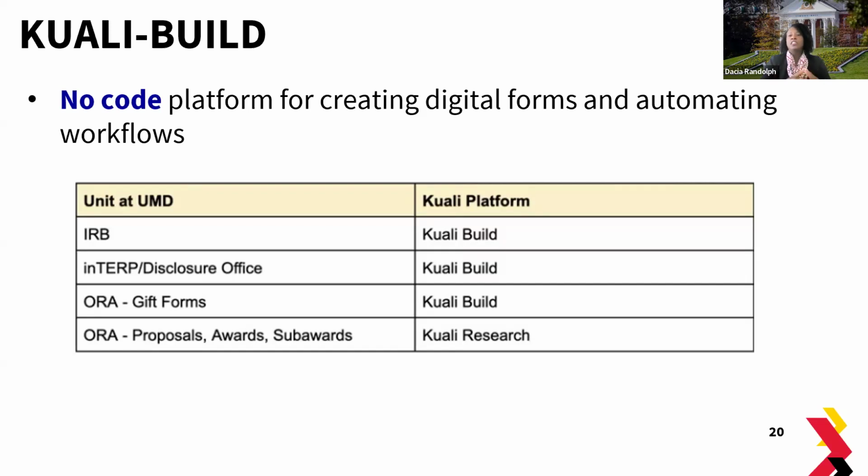So this system is currently used by the INTERP, which is UMD's Disclosure Office's integrated external relationship portal, and the Office of Research Administration, or ORA, as we know, for submitting and approving gift forms and other documents needed to determine any incentives that studies may utilize in terms of participation. Another version of this whole Kuali overarching piece is what they call Kuali Research, and that is currently being used by ORA for the review and approval of research proposals, awards, and sub-submissions.